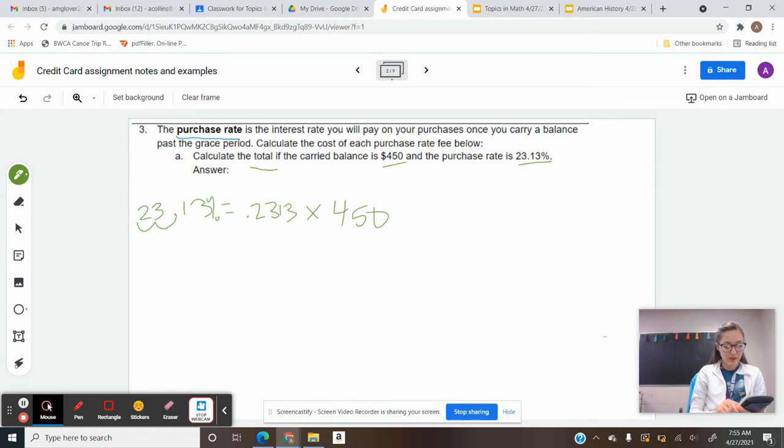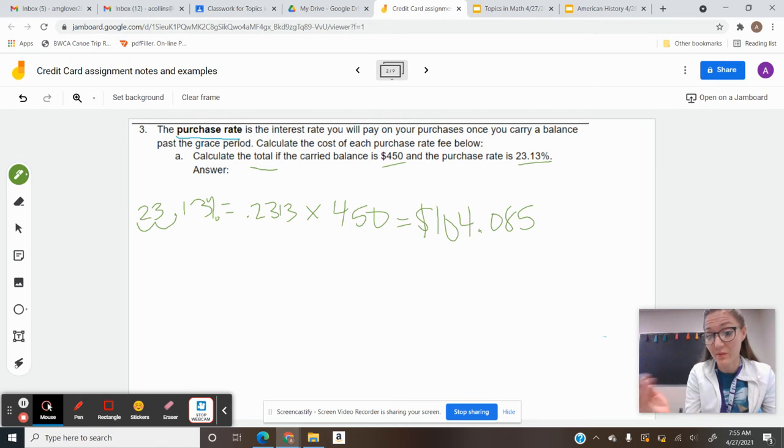And when we do that, we get 0.2313 times 450, which is $104.085. So this is how much extra it's going to cost me just for paying it on the due date and not within that grace period. Okay, so instead of paying it in that grace period where I don't have that purchase rate, I am now being charged an extra $104.085. All right, so this is how much extra I'm going to be charged.